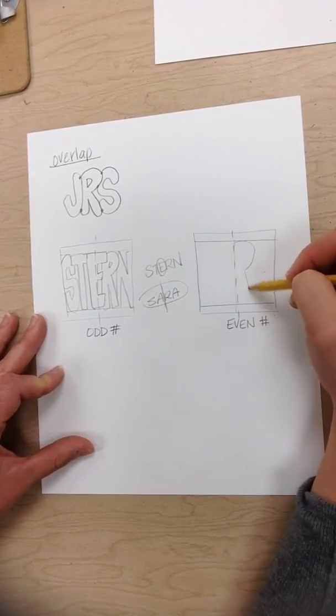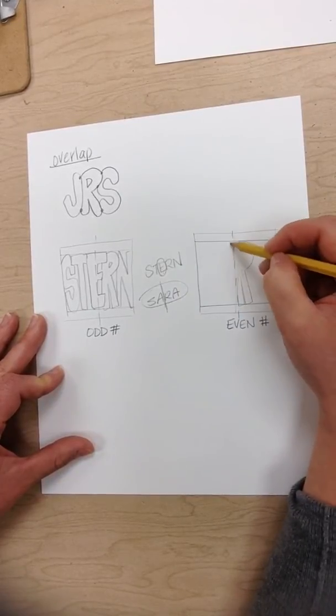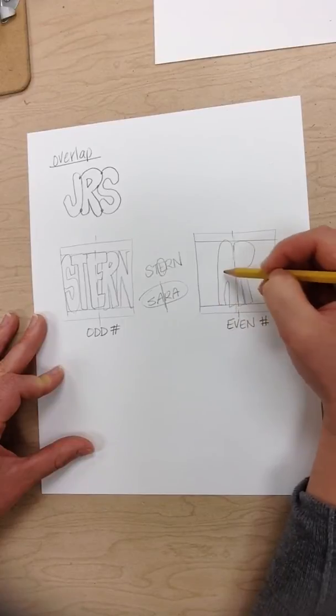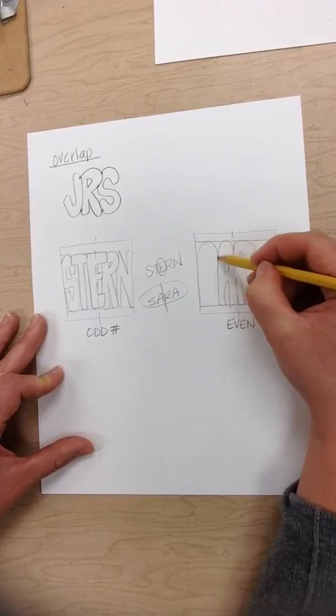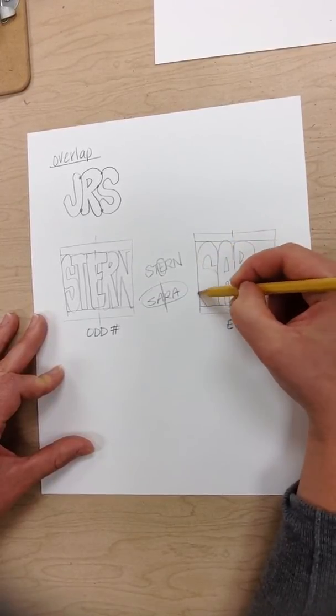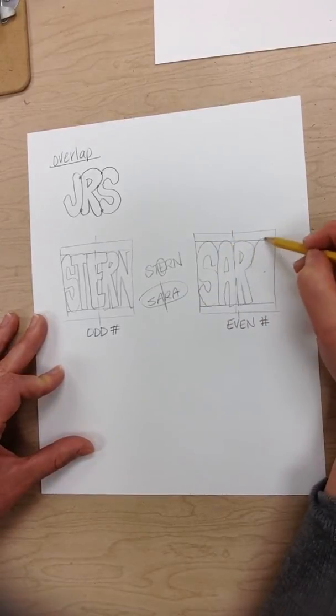So I'm going to start with the R, and then the A. And now I know that this space remaining is for the S and the A.